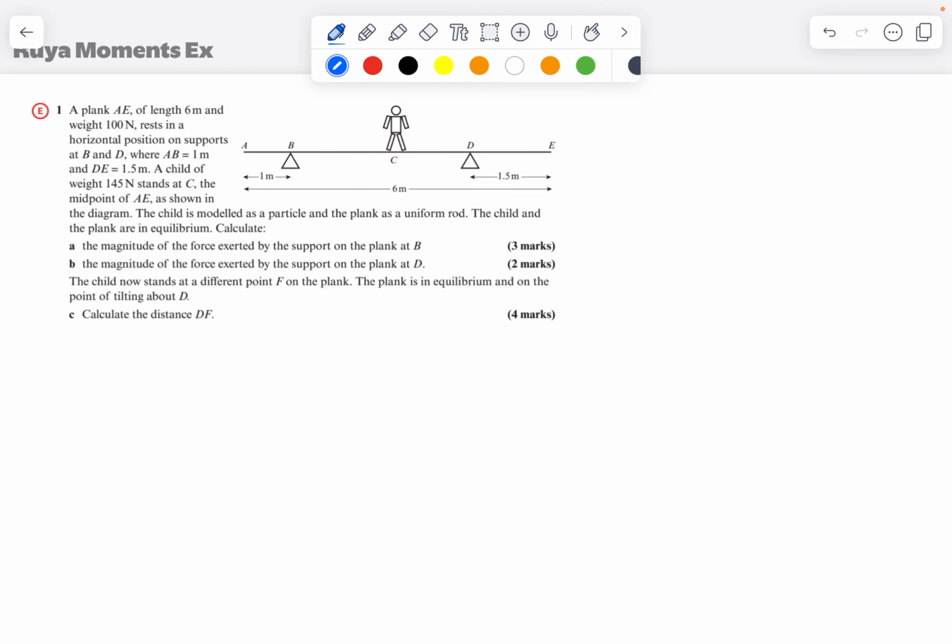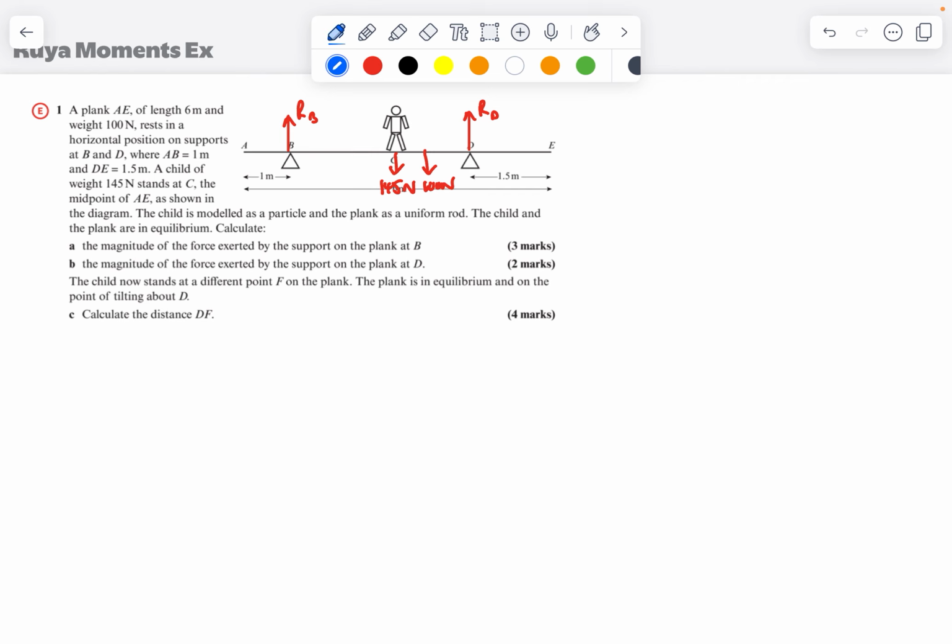Okay, here we've got a moments question. We've got a plank. We've got someone standing on the plank. Just add some extra forces. So what have we got? We've got a reaction force at B, where it's touching our support, and we've got RD, reaction force at D. We've got the child's weight, which is 145 newtons, and we have the weight of the plank, which is 100 newtons.